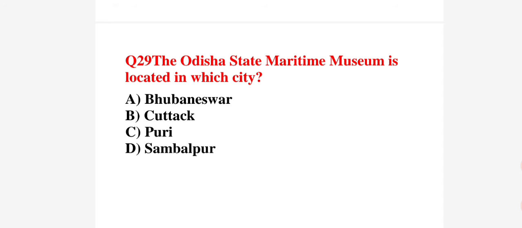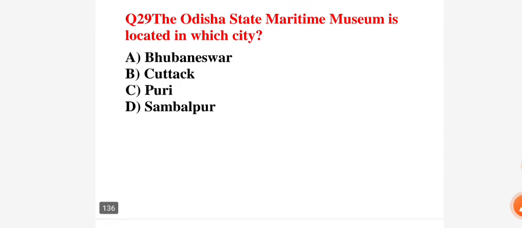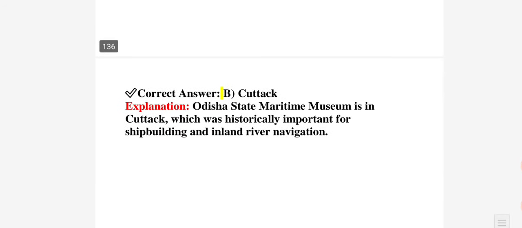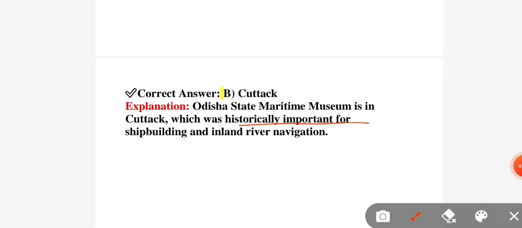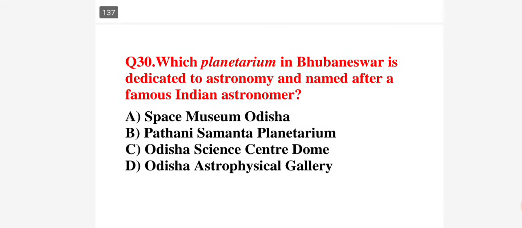Let us move to the next question, that is question number 29. Odisha State Maritime Museum is located in which city? Option A Bhubaneswar, option B Cuttack, option C Puri, and option D Sambalpur. What is the right answer here? The right answer is Cuttack. If I talk about the State Maritime Museum, it is situated in Cuttack and it is historically important for shipbuilding and inland river navigation.